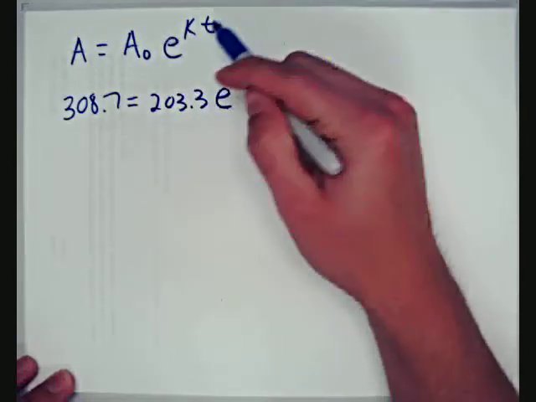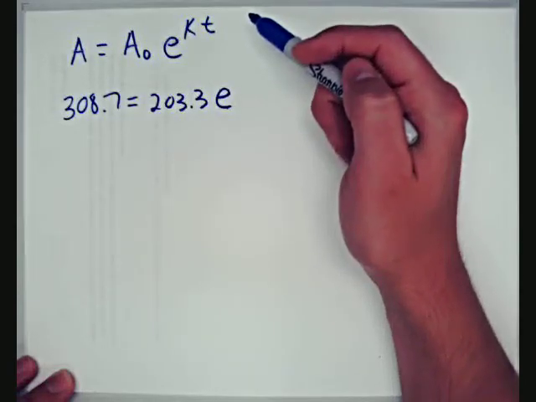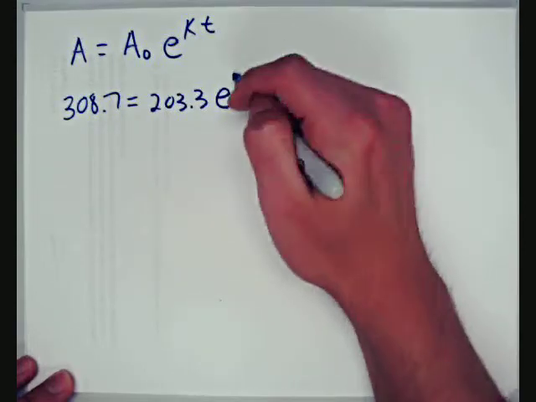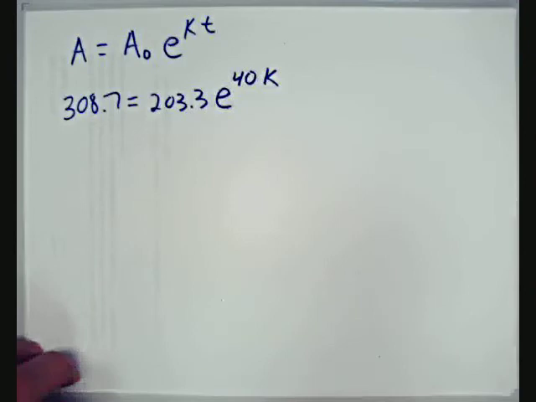E to the kt power. For time, I'm given a starting year of 1970 and an ending year of 2010. From 1970 to 2010 is 40 years. So our time is 40 years, and k is the growth rate that we need to solve for.